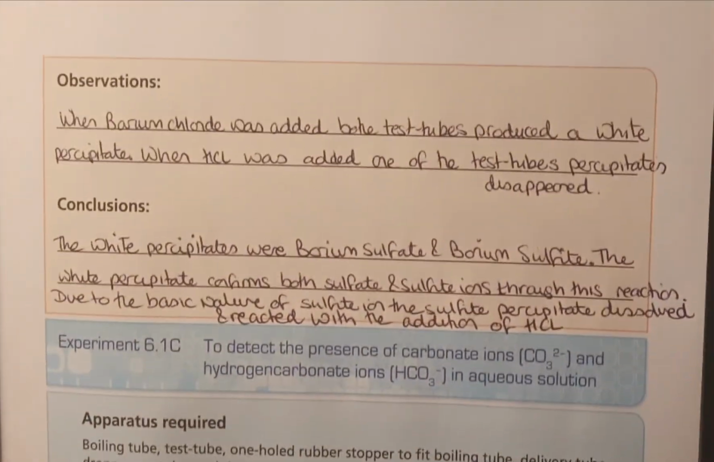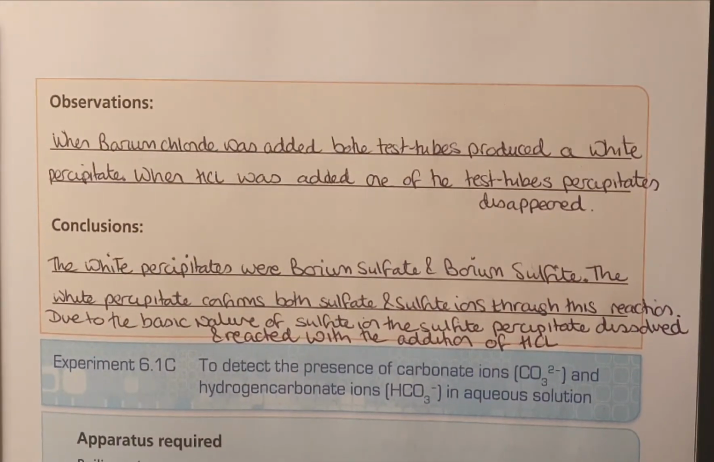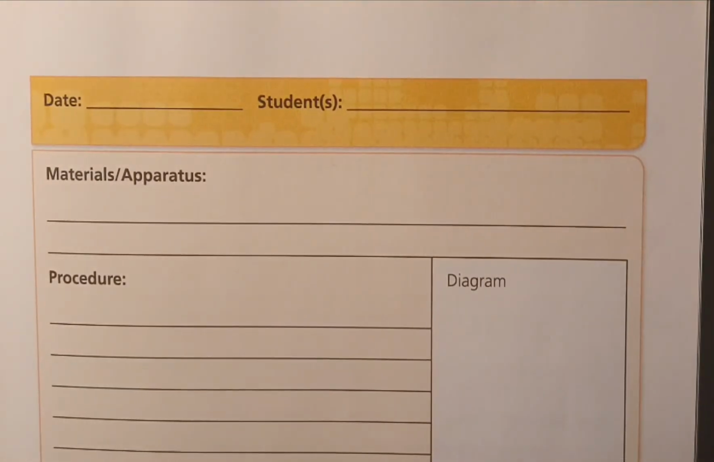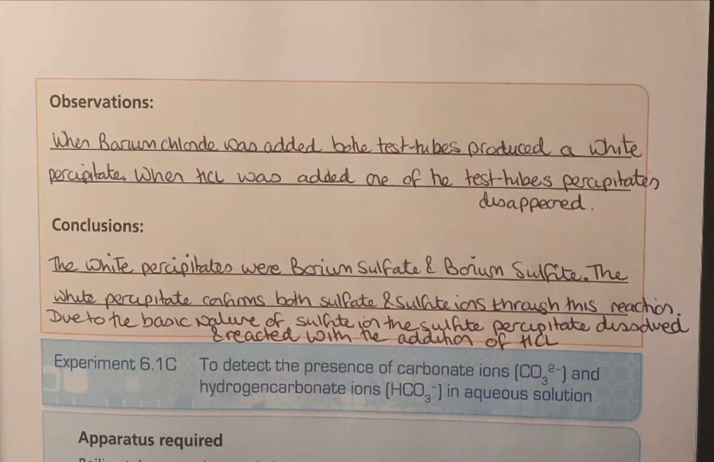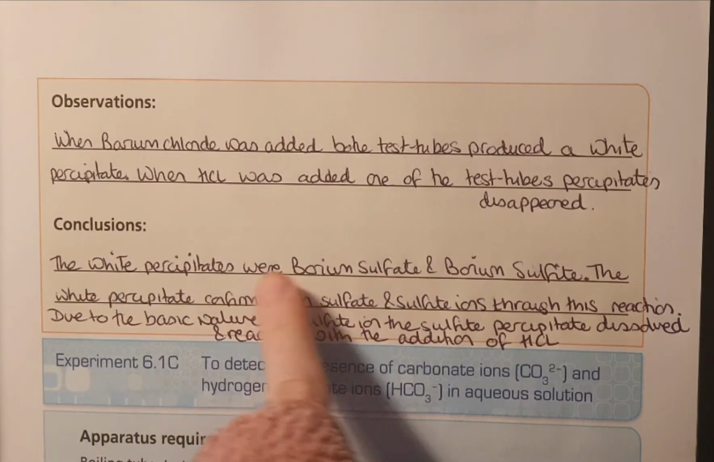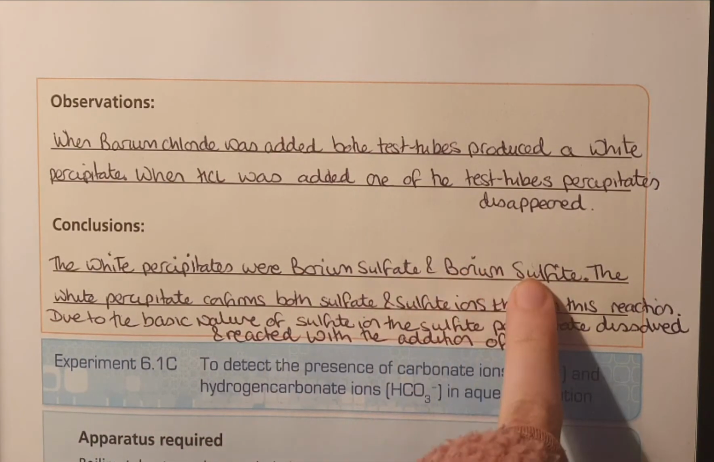The second one then is the test for the sulfate and sulfite ions. So we had our sulfate and sulfite solutions in two separate test tubes. We added barium chloride to both of them, and a white precipitate was formed in both test tubes. So the conclusion there was the white precipitate was barium sulfate and barium sulfite.